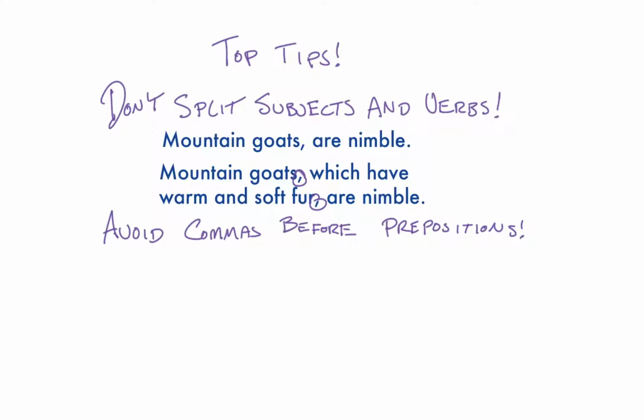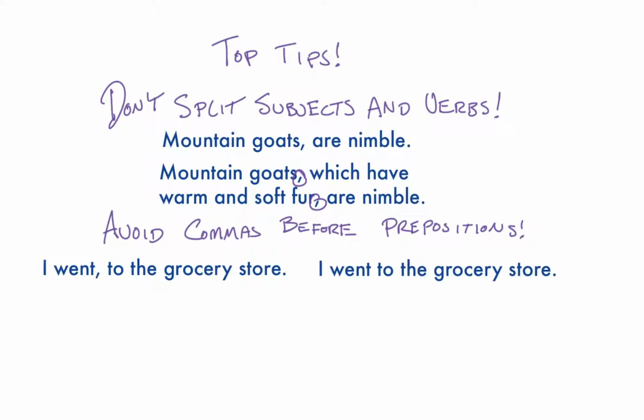Can you please remind us what prepositions are, David? Of course. Prepositions are words that indicate location, direction, or intention, like in, on, of, or to. Here's an example. "I went, to the grocery store" is incorrect, but if we knock out the comma, "I went to the grocery store" is just fine.